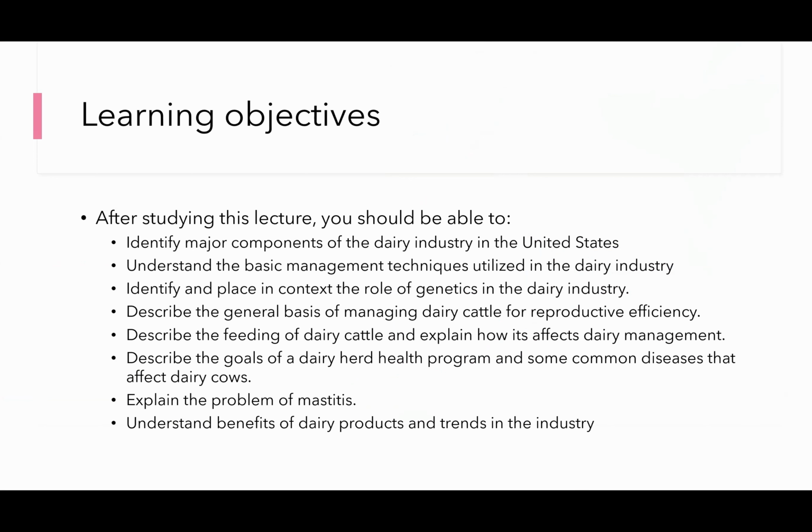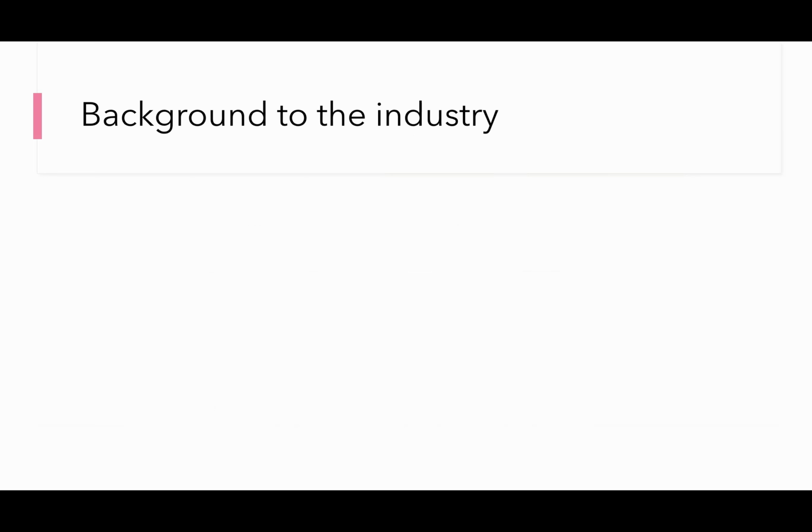There are quite a few objectives that you should be able to get from this lecture. First, you want to identify major components of the industry and understand some basic management techniques. There is a role for genetics and reproduction. You also want to be able to describe the feeding of a dairy cow and how it affects overall management, and then describe the goals of a dairy herd health program. We're going to discuss some of the diseases and especially talk about the problem of mastitis.